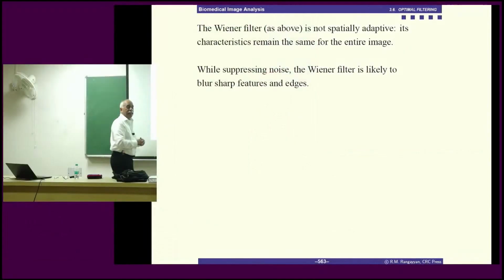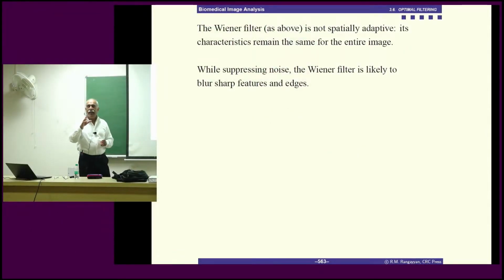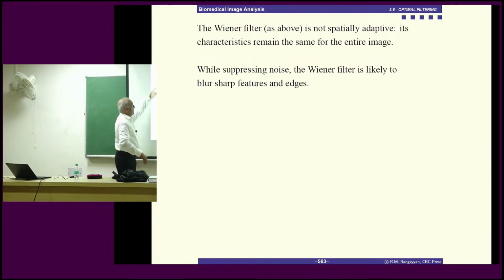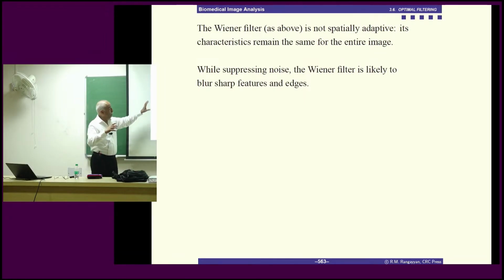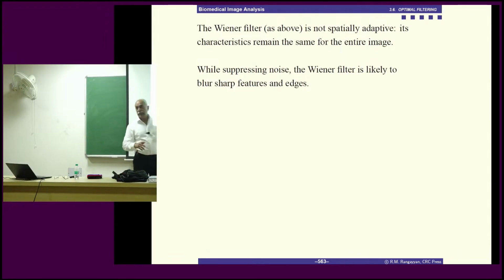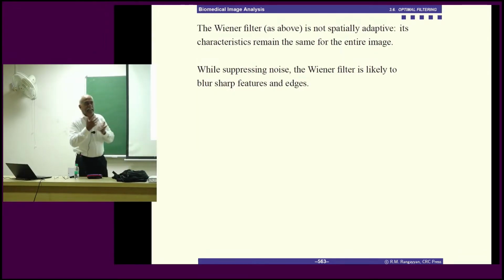So it cannot adapt to the image spatially. For the whole image, it is one filter. It can suppress noise, but it is likely to blur sharp features and edges. The noise will control the filter. But when you have sharp edges or some other smooth variation, the filter cannot change.